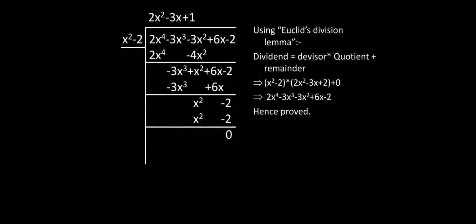It states that dividend equals divisor into quotient plus remainder. So if we want to verify that we have got the correct answer or not, we can multiply both of them and we will get the same equation we started with.